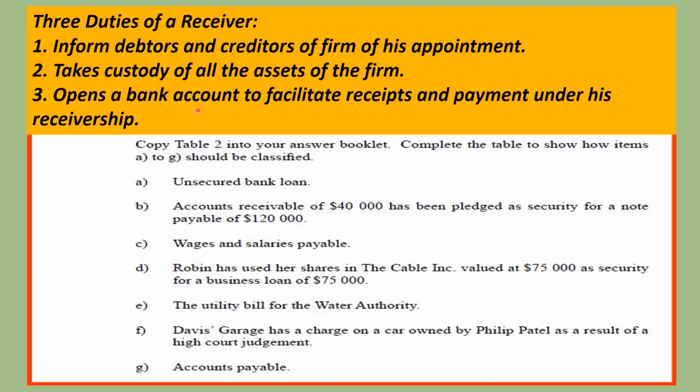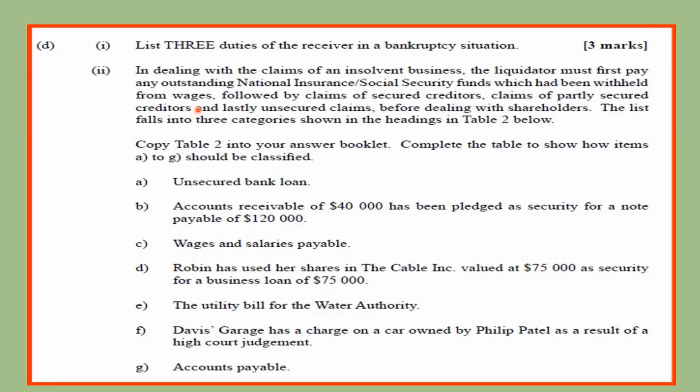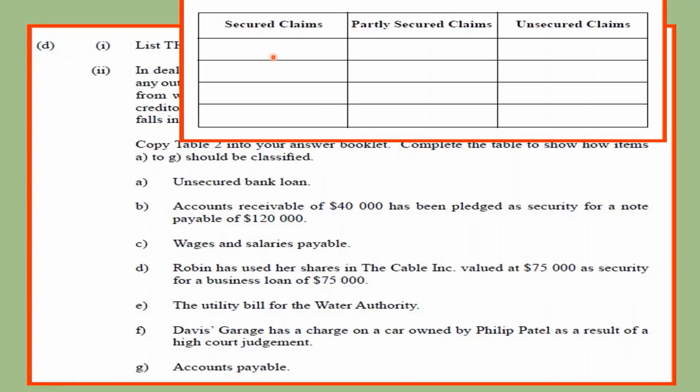Now, the table that they want us to copy, this is what it looks like. This is the actual table cut out of the paper. I will not be using it. I will just put to the side here whether it's secured, unsecured, or partly secured, right? But this is what you had in the exam, and you had to write in the items underneath.